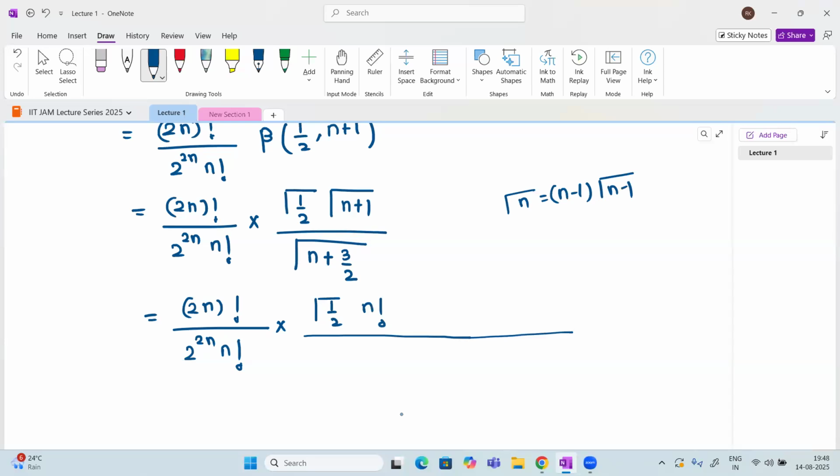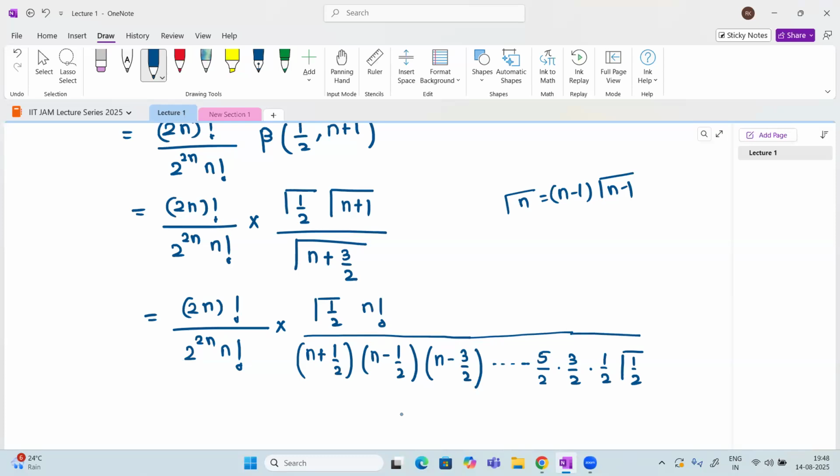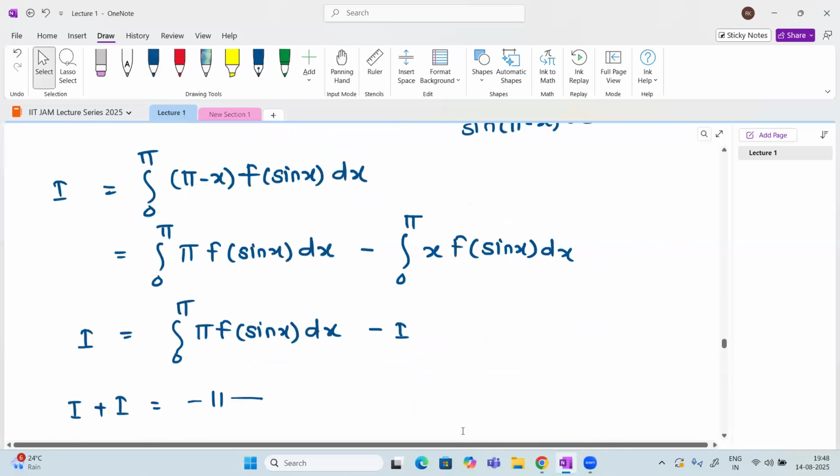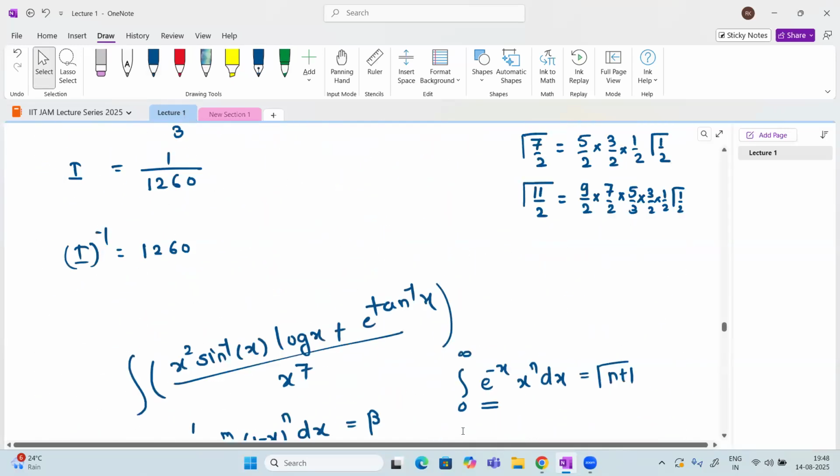Okay, so let's use it repeatedly. So we will get n plus half. Again, we reduce 1: n minus half. Again, we reduce 1: n minus 3 by 2, and so on. In this way, we will go up to 5 by 2, 3 by 2, 1 by 2, gamma 1 by 2. Right? We have already seen, I think, 2 or 3 examples before, this kind of thing.